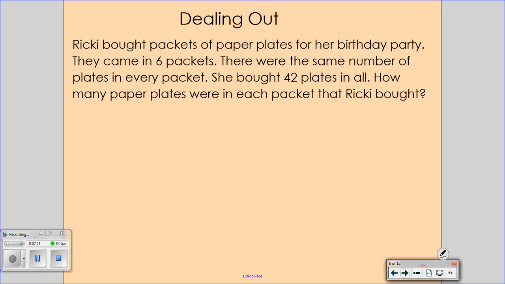Okay? Alright, let's look at this problem. We're still using our dealing out strategy, but now we're going to try a word problem. Ricky bought packets of paper plates for her birthday party. They came in 6 packets. Brian, sit up. There were the same number of plates in every packet. She bought 42 plates in all. It's going to be a big birthday party. How many paper plates were in each packet that Ricky bought?